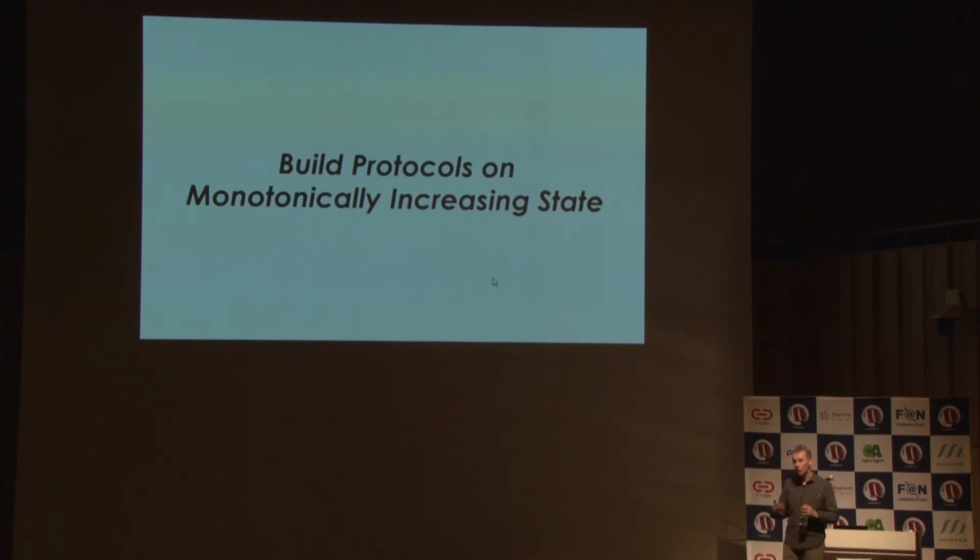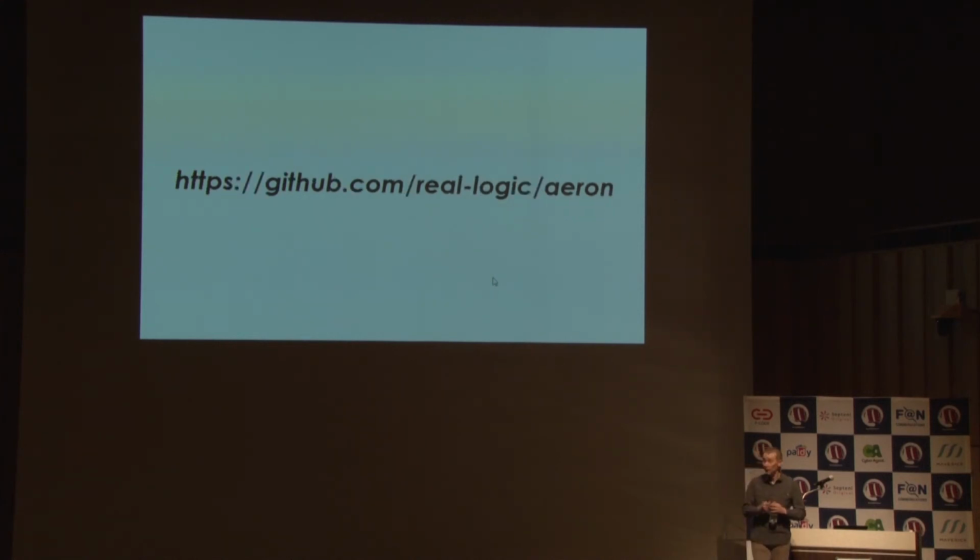And one of the most important principles in this is build everything on monotonic state. It makes it so much easier to go forward and deal with this in all of the cases. We can easily reason about it. We can easily understand a lot of this. If you want an example of how this sort of stuff's done, it's up on GitHub. Aeron's an interesting project that you can play with.